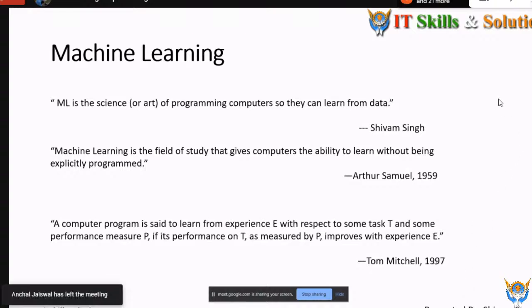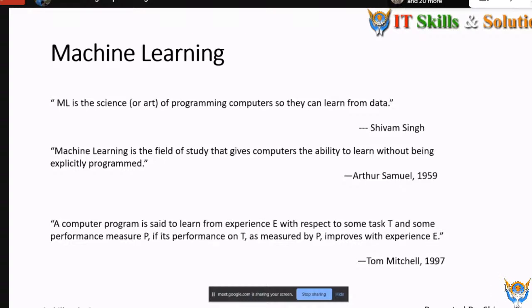Basically whether your model is performing well, what its accuracy is, whether it performs good or bad. So we measure our performance. This is the meaning of experience E with respect to some task T and some performance measure P. And I think now the definition is clear.